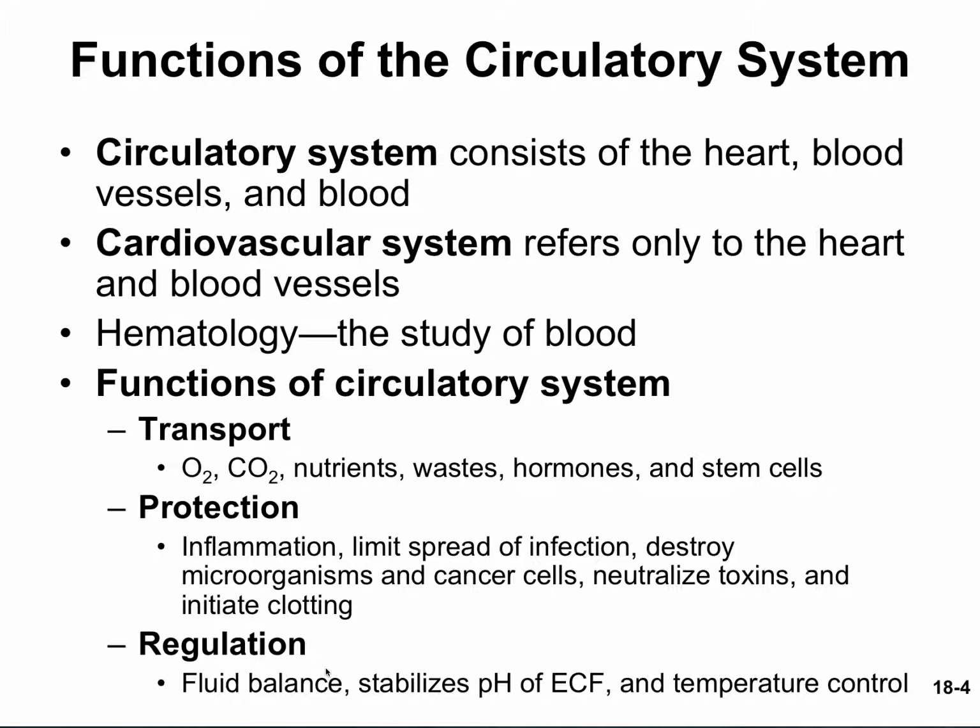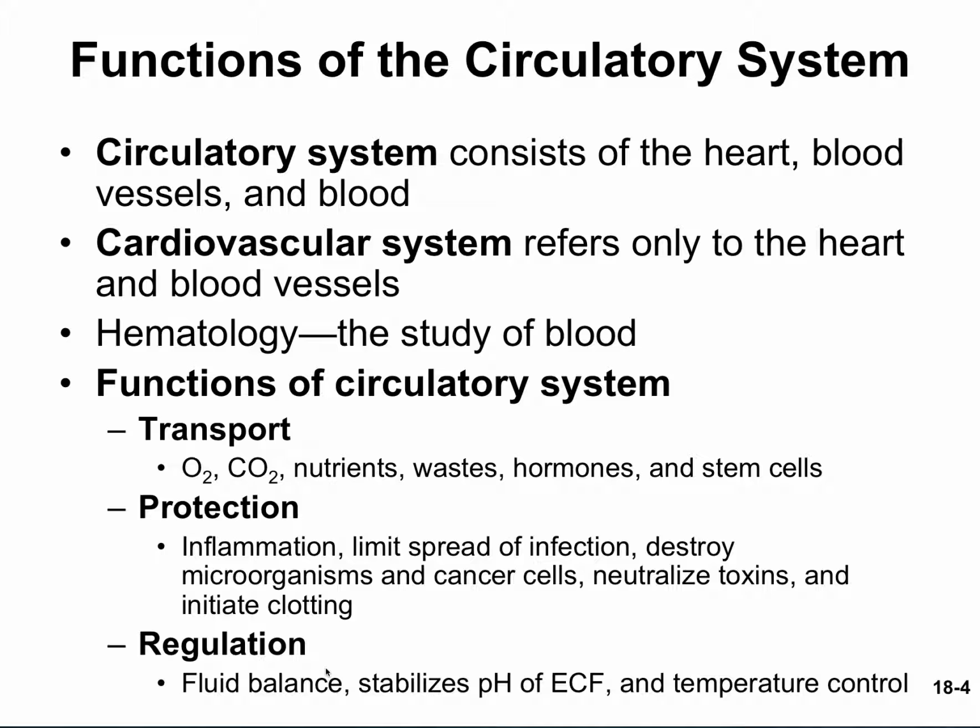Protection it offers is that the blood plays several roles in inflammation, a mechanism for limiting the spread of infection. White blood cells destroy microorganisms and cancer cells. Antibodies and other blood proteins neutralize toxins and help to destroy pathogens. And platelets secrete factors that initiate blood clotting and other processes for minimizing blood loss.